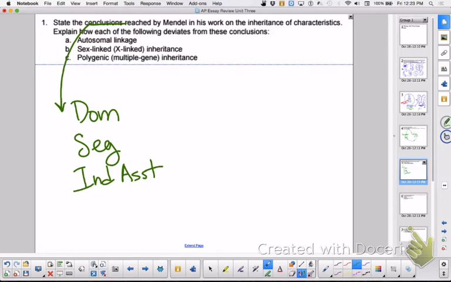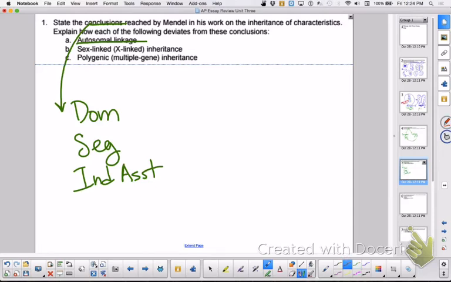Unless those chromosomes are what? Unless those genes are what? Linked, right? Okay, so let's talk about that. Here's the first one, autosomal linkage. Okay, because this is saying, explain how each of the following deviates from these conclusions. So which one does autosomal linkage deviate from?